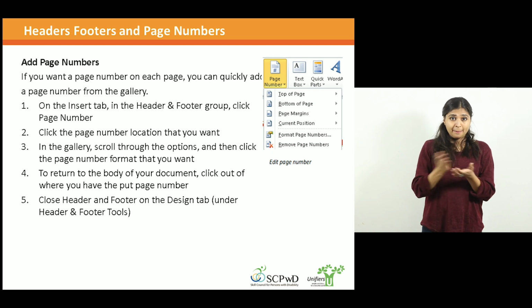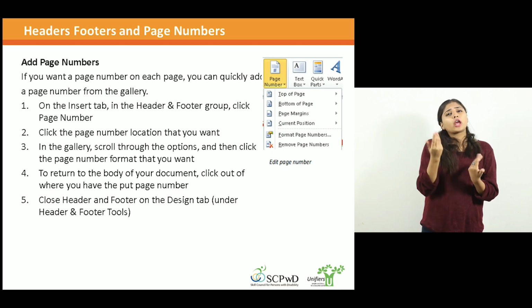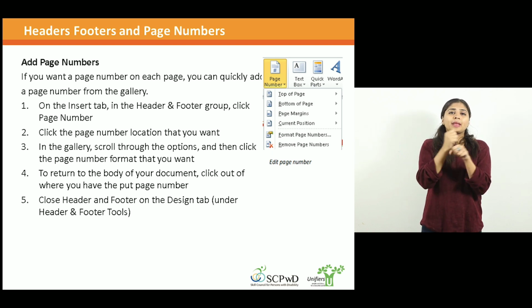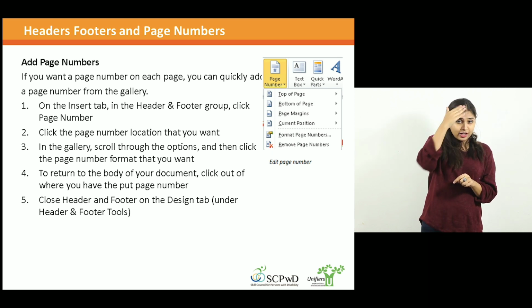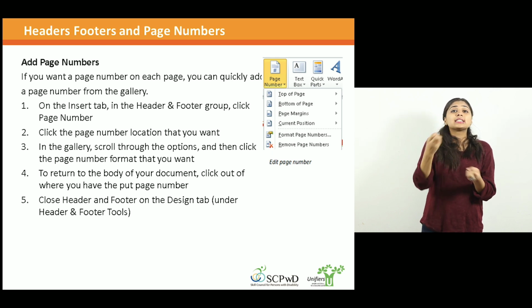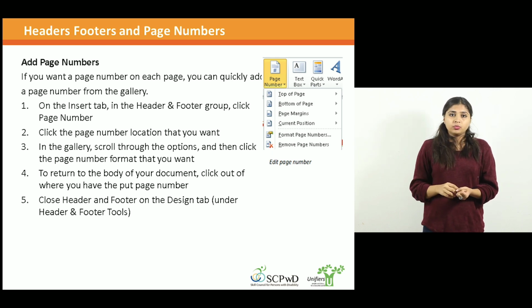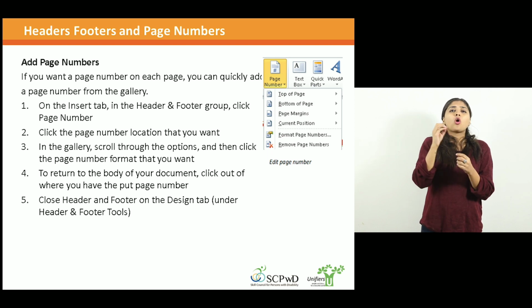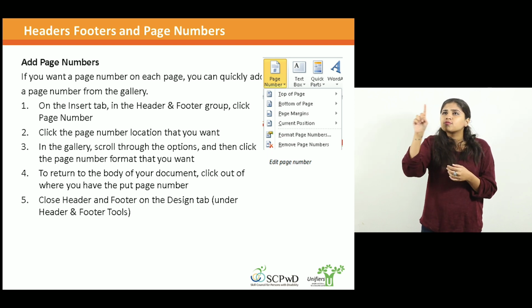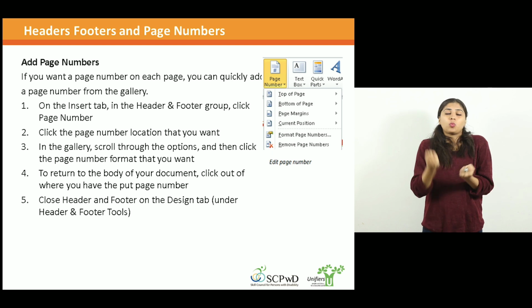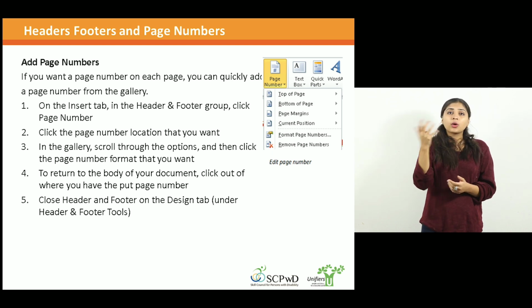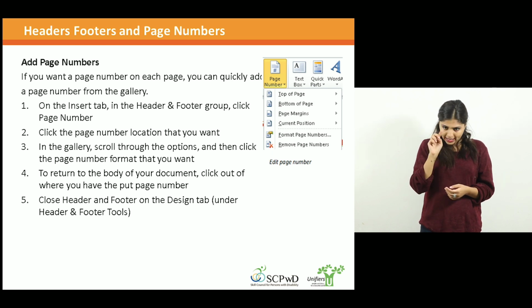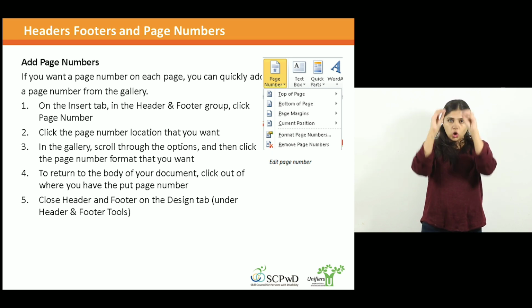Add page numbers. If you want a page number on each page, you can quickly add a page number from the gallery. On the Insert tab in the Header and Footer group, click Page Number. Click the page number location that you want. In the gallery, scroll through the options and then click the page number format that you want. To return to the body of your document, click out where you have put the page number. Close Header and Footer on the Design tab under Header and Footer Tools.